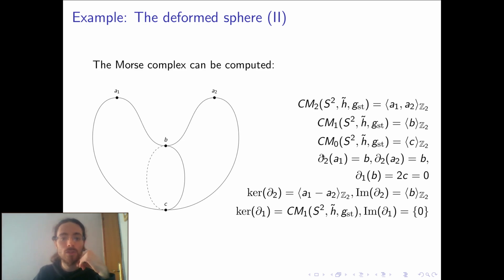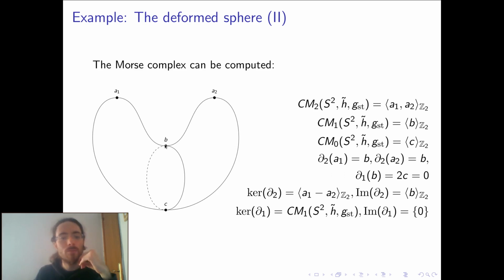So you can say that the boundary map of A1 is just B, or 1 times B. The same reasoning holds for A2. And now comes the interesting thing.